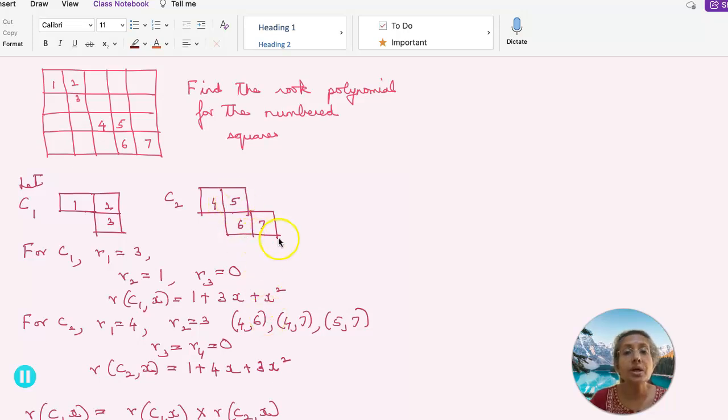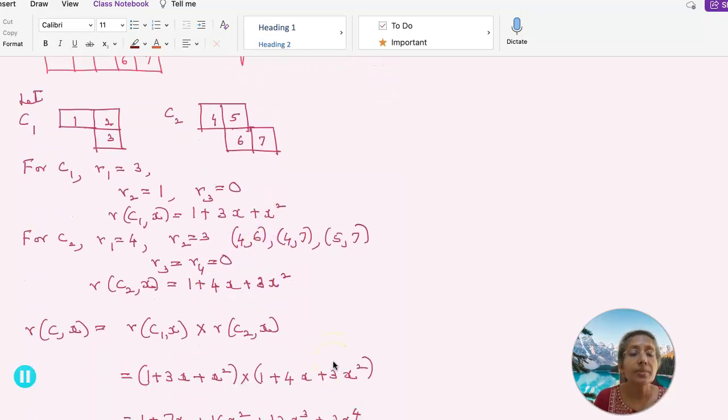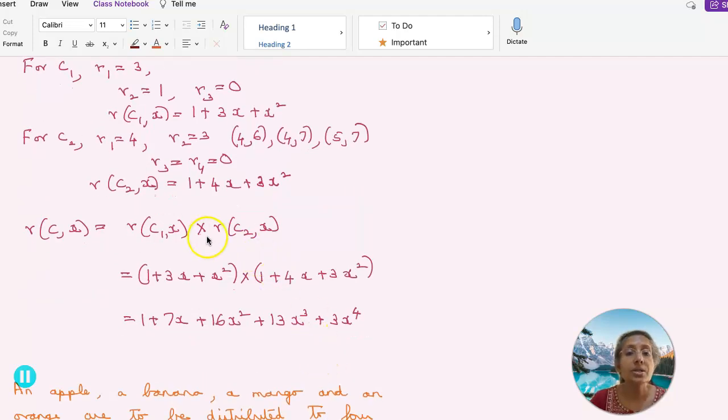For C2, what is R1? It is 4. R2 is 3. You have 4, 6, 4, 7, 5, 7. R3, R4 are all 0. Why are they 0? Because the number of ways in which you can arrange 3 or 4 rooks so that they don't capture each other is 0. So R_C2(x) will be 1 plus 4x plus 3x squared. And again coming to the formula, R_C(x) is R_C1(x) into R_C2(x). That is 1 plus 3x plus x squared into 1 plus 4x plus 3x squared, which is 1 plus 7x plus 16x squared plus 13x cubed plus 3x raised to 4.